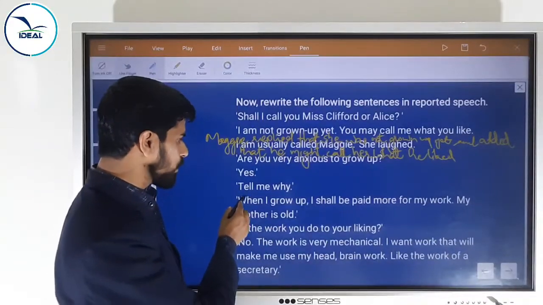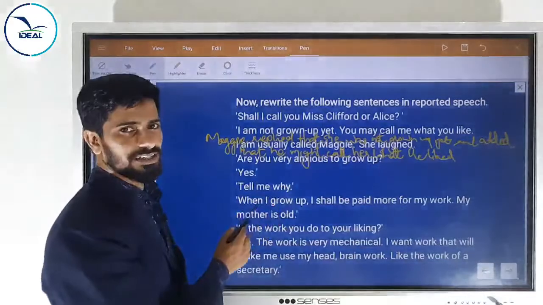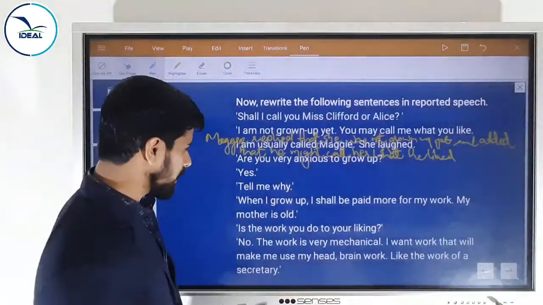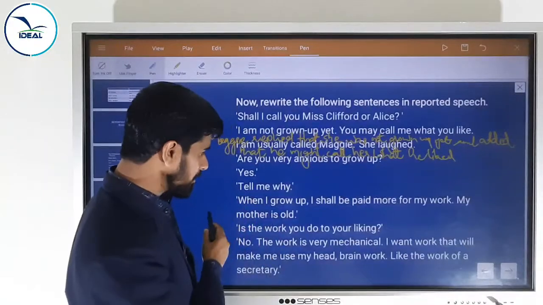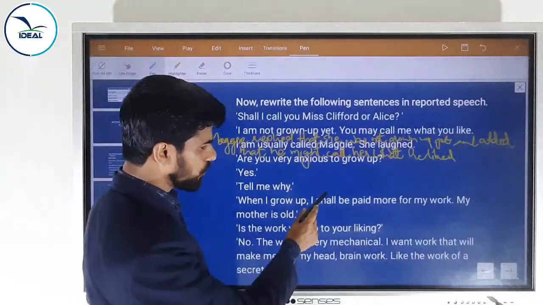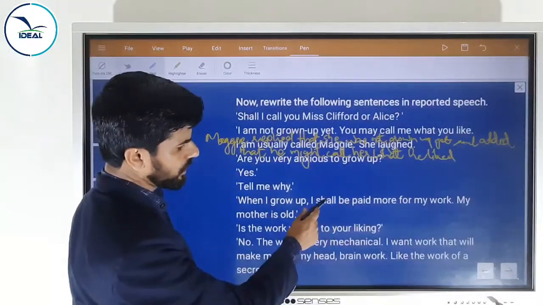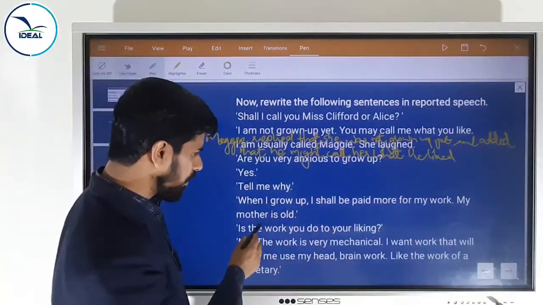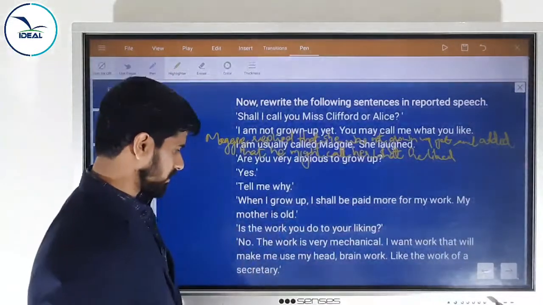I asked her to tell me the reason. I asked her to tell me why. Okay, Maggie replied that when she grew up, she would be paid more for her work. Her mother was old.